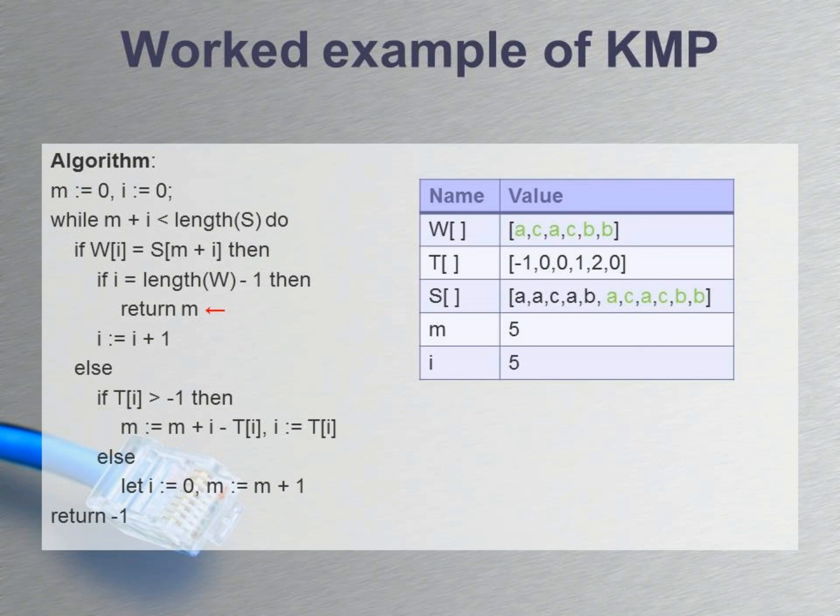Now we find that we have matched 6 characters, which is the length of W, so return m. That turns out to be the position at which we can find W in S. If we couldn't find the string, the algorithm would exit the while loop and return -1.